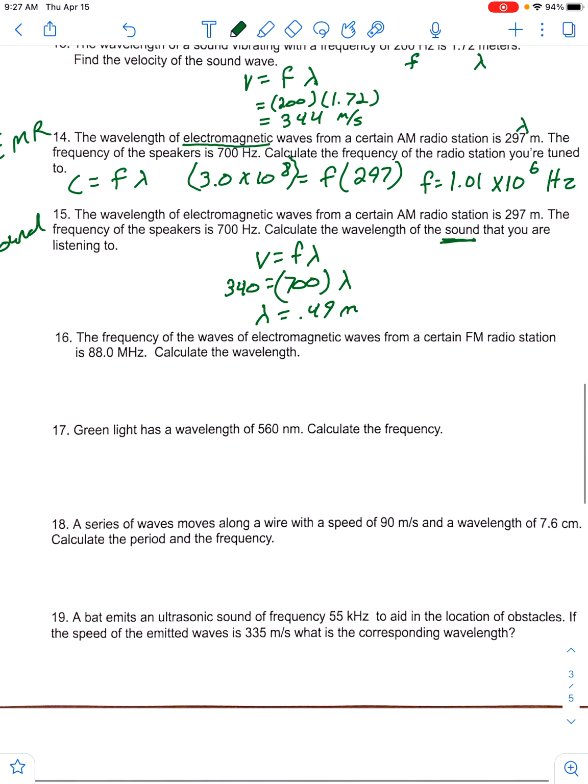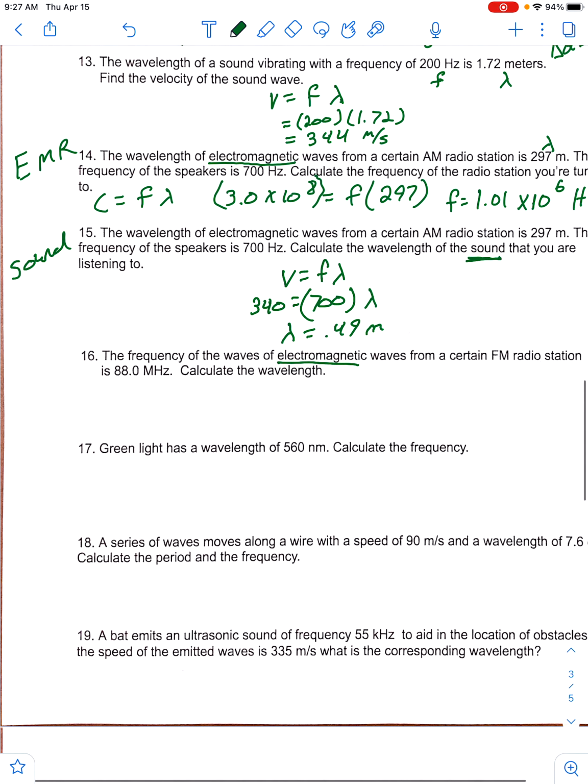Okay, number 16, the frequency of waves with electromagnetic. So we're dealing with electromagnetic, from a certain FM radio station, are 88.0 times 10, 88.0 megahertz. I was kind of jumping the gun there. We're looking for a wavelength. This is an EMR wave, so that means we're going to be dealing with the speed of light. If you look, your frequency is in megahertz.